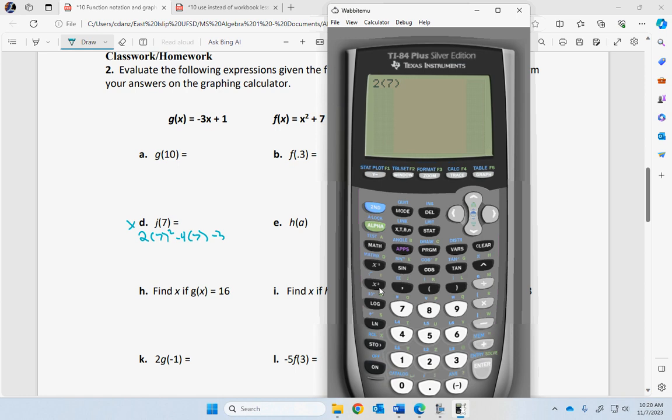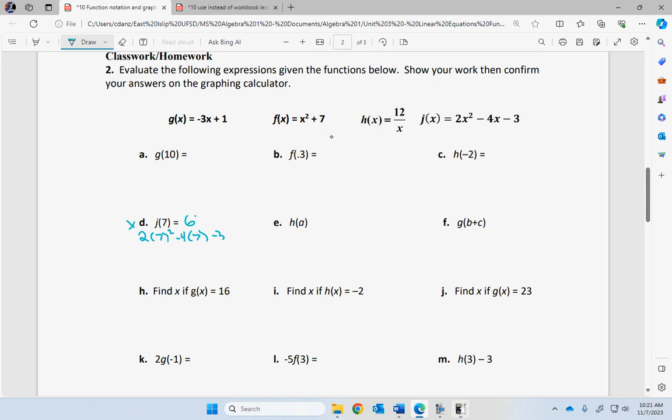Do you see where I'm pointing? One, two, three, four, fifth one down. That squares something. Then minus 4 parentheses 7, close parentheses, minus 3. The calculator does the whole thing for you. J of 7 is equal to 67. So if your input is numerical, you can easily just use your graphing calculator.